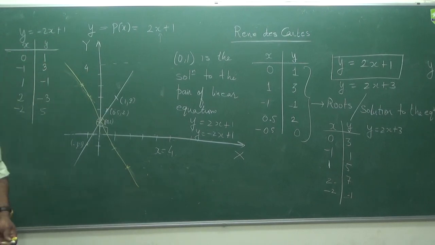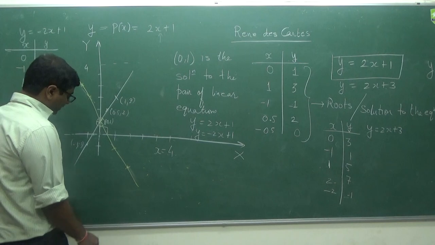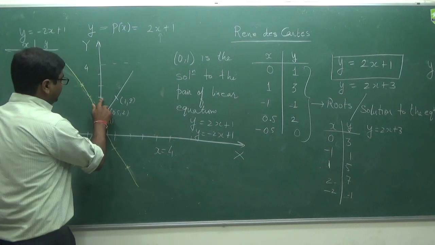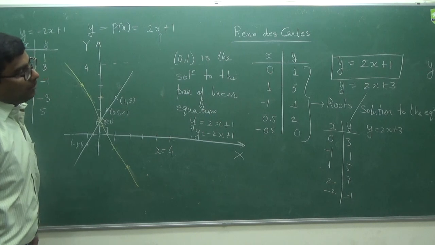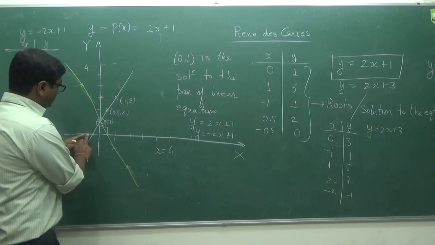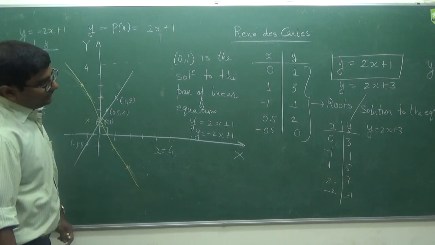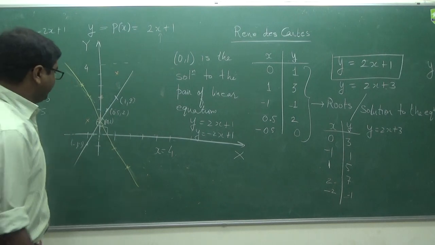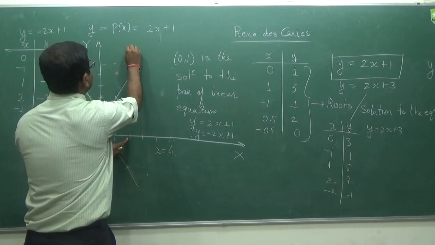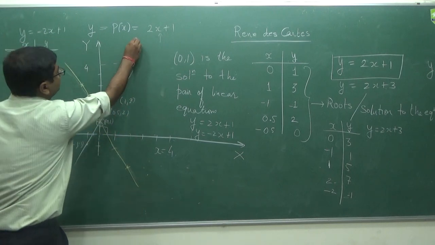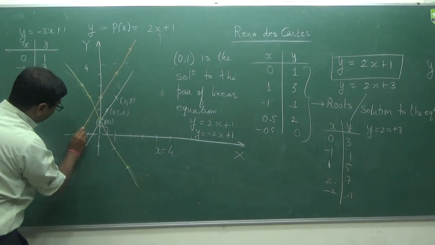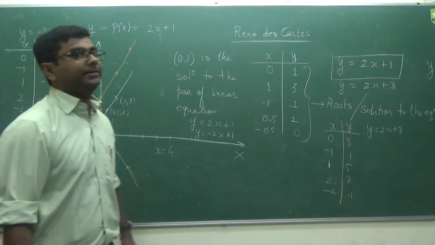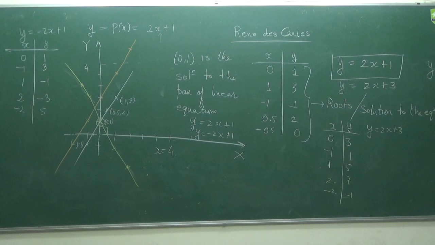Let us now plot in a different color. So (0, 3), where is (0, 3)? 0, 1, 2, 3. Next, (minus 1, 1). Then (1, 5). Then (2, 7). Do you see a trend again? But does this line cut the first line? No. Parallel. So, hence, there are no solutions.